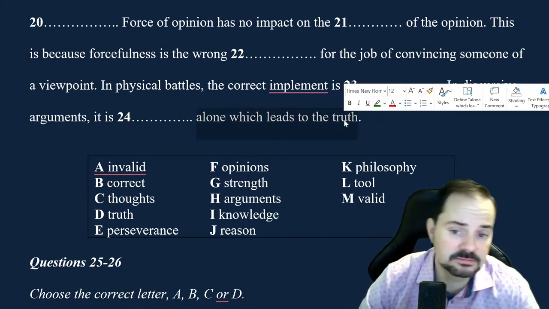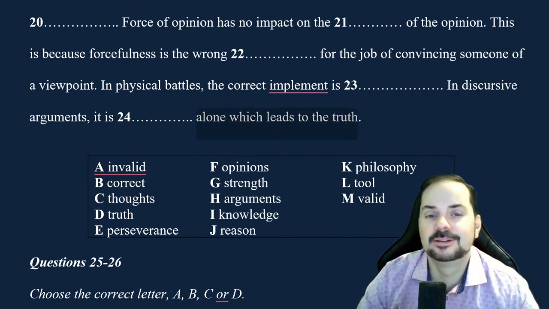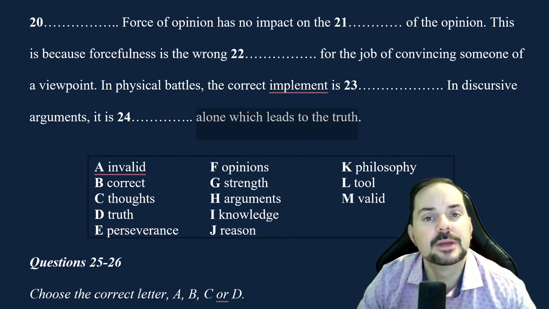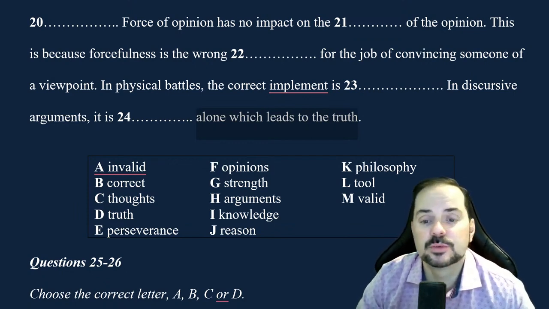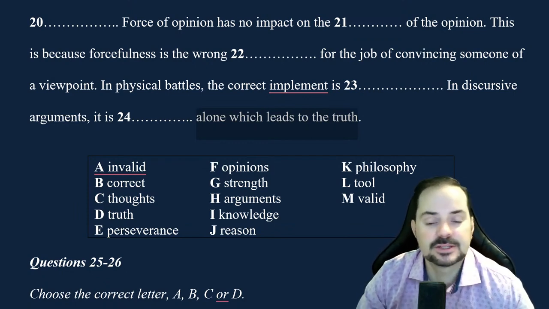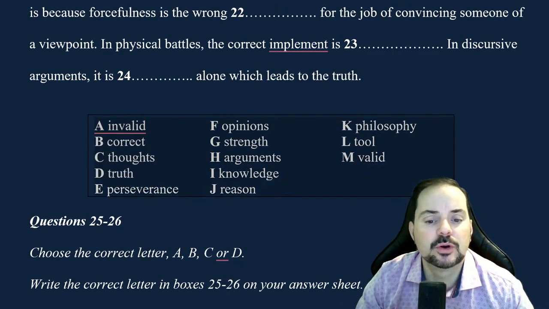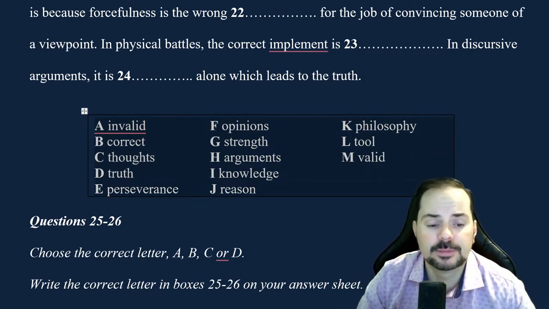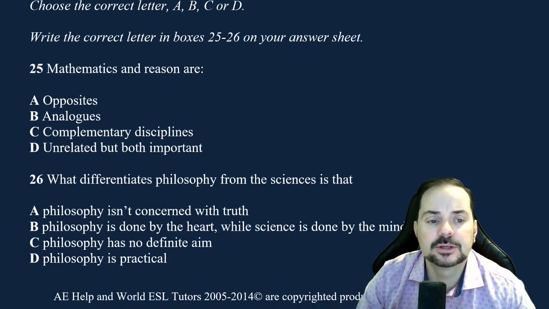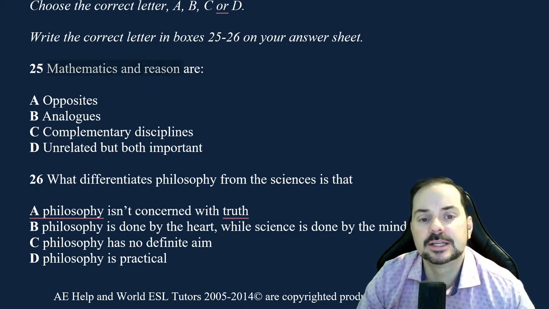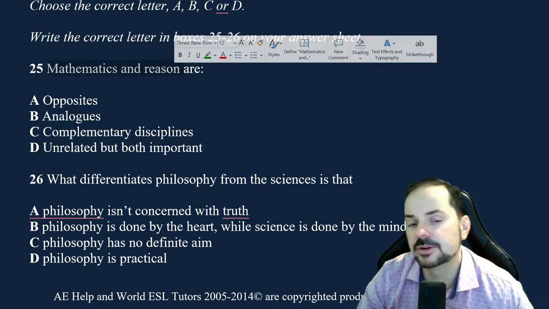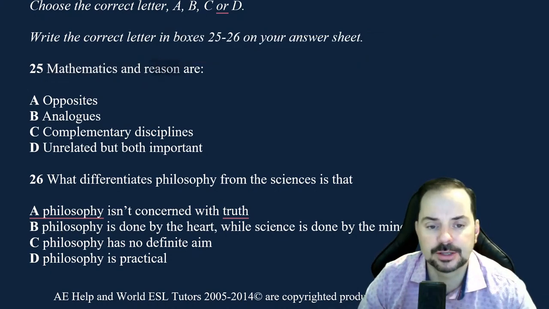All right, so it's quite philosophical, which is no surprise. If you're not 100% sure what all these words mean or what this paragraph means, don't worry about it at this point. Don't read the options. We don't know what will be useful, what will not be useful. Let's look at the multiple choice. Mathematics and reason are, okay? So again, some kind of connection between math and reason. Now, hopefully you have figured out that reason has something to do with logic, okay?